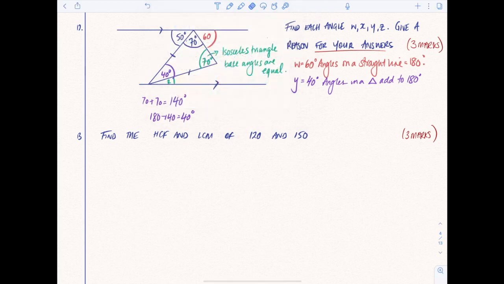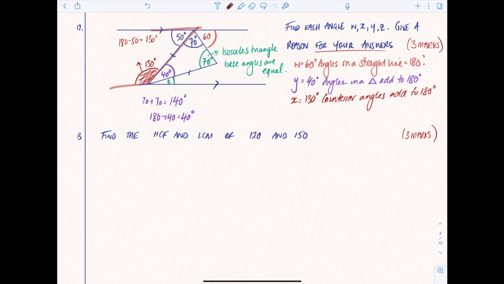Now, next one, X is probably the next one for me to look at. So this angle here. Now, straight away, thinking about the fact that we've got angles in parallel lines, if I do this, I've got a backward C shape. So they're co-interior. If they're co-interior, they have to add to 180. So I'm doing 180 minus 50 to get 130. So therefore, that angle there is 130 degrees. So that's X equals 130 degrees, and my reason is co-interior angles add to 180.